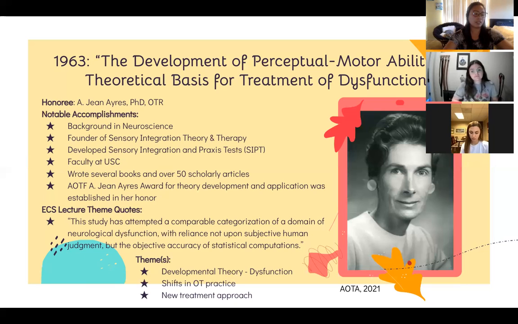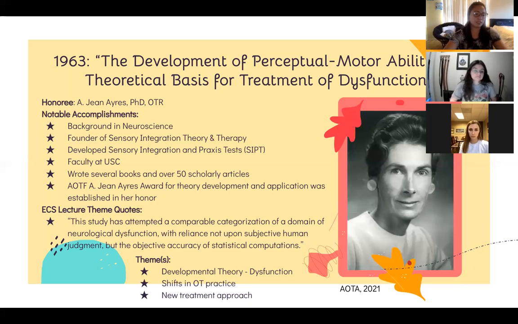She emphasized how her study, and I quote, has attempted a comparable categorization of a domain of neurological dysfunction with reliance not upon subjective human judgment, but the objective accuracy of statistical computations. And I really think that this quote exemplifies how the practice was shifting away from arts and crafts and towards a more evidence-based scientific approach to treatment.